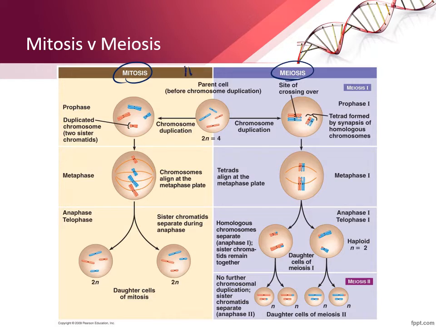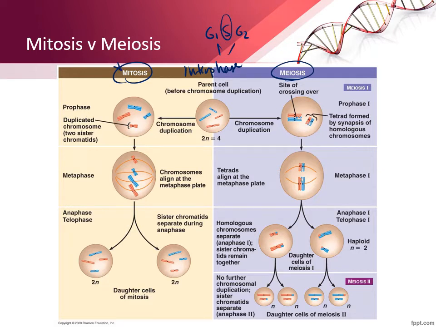Both of them are going to start with some interphase. Remember that interphase is that stage where we have G1, S, G2. The cell is going to hang out in interphase longer than any other stage. S is when DNA replication occurs.